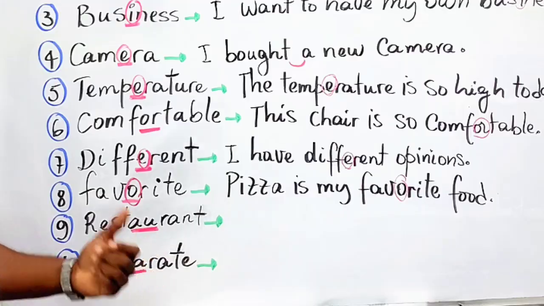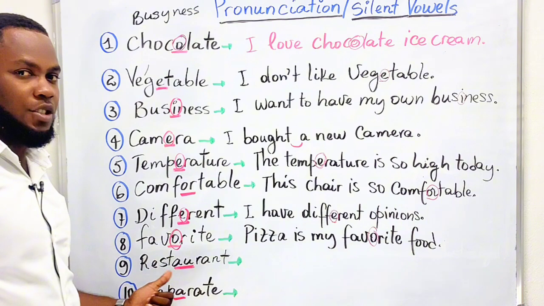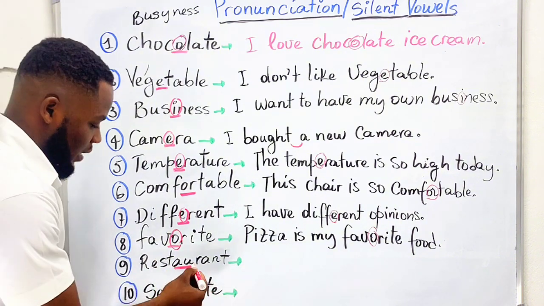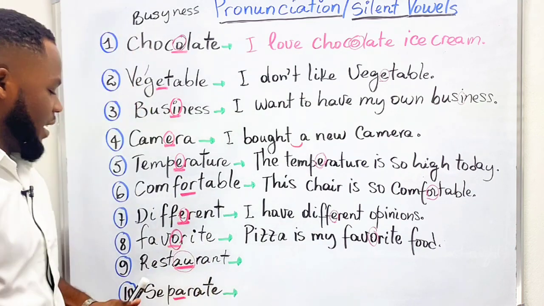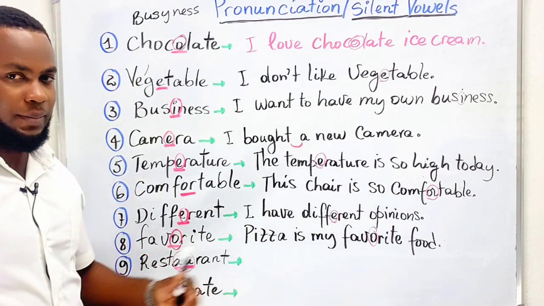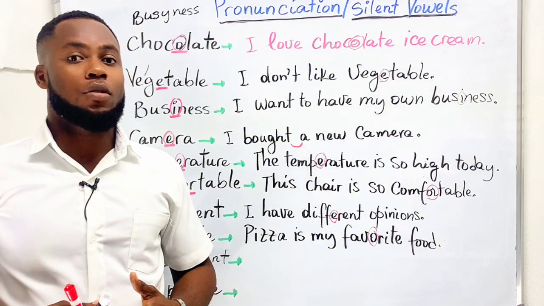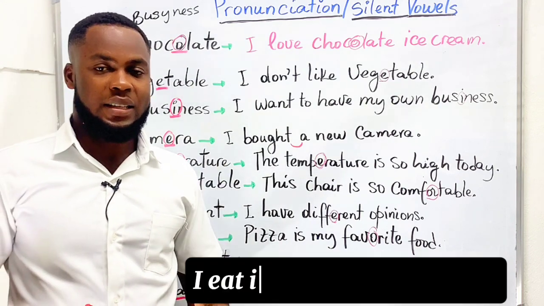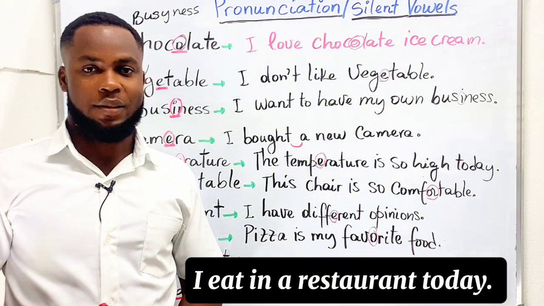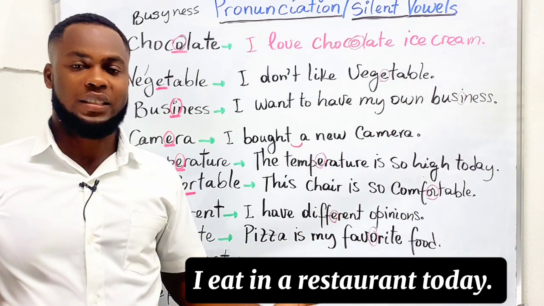We have this word. Restaurant. Restaurant veut dire restaurant. Comme on dit restaurant. It's like we don't pronounce these two letters. Deux lettres, A avec U, pas prononcé. On dit restaurant, qui veut dire restaurant. Ok? Par exemple, moi manger dans un restaurant jeudi. Comme on dit ça? I eat in a restaurant today. Ok? I eat in a restaurant today.